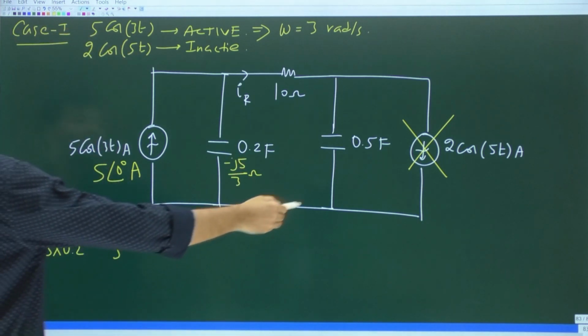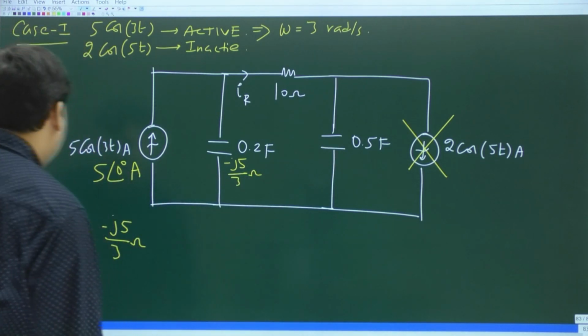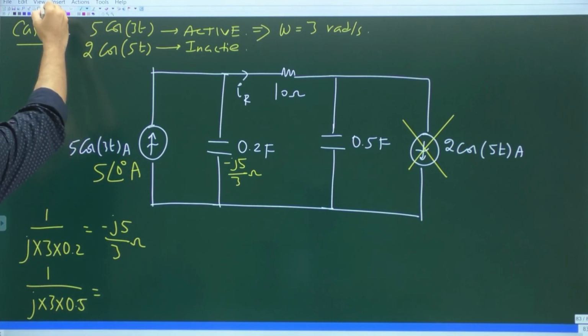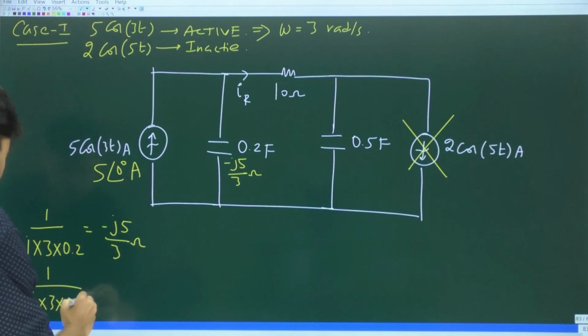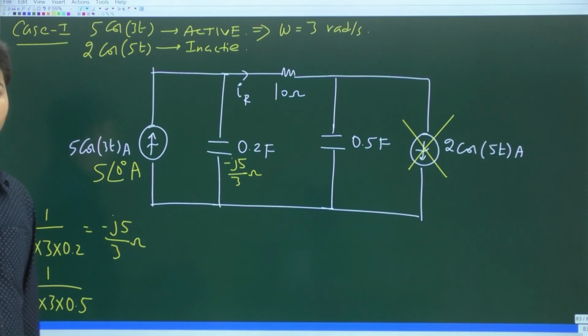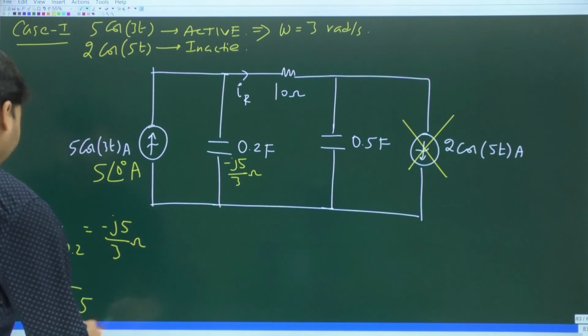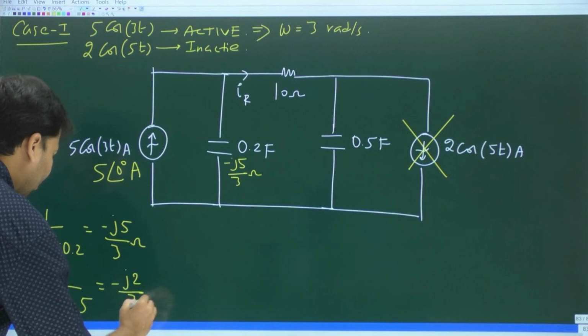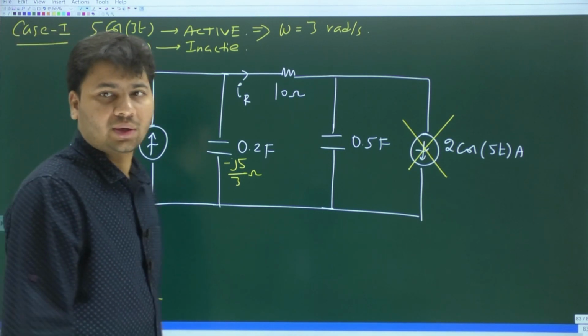We should also find the impedance of this 0.5 farad capacitor. Again, that would be 1 by j omega c. Omega is 3. C is 0.5. 3 times 0.5 is 1.5. 1.5 is 3 by 2. So 1 by 3 by 2 is 2 by 3. So it is minus j 2 by 3 ohms. Correct, right? Yes.